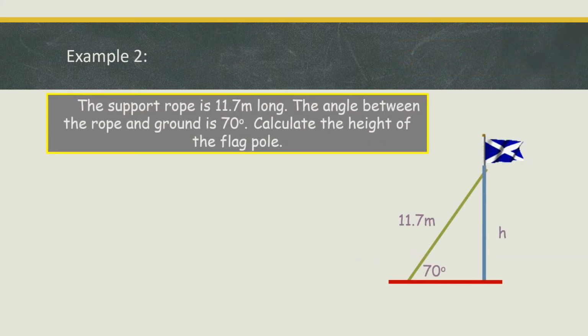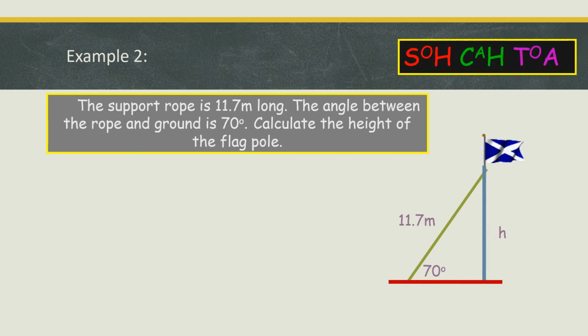So our second example is looking for the height of this flagpole. The support rope is 11.7 meters long, and the angle between the rope and the ground is 70 degrees. So we're looking at using the sine ratio at the moment. So we know that the opposite side is the height of the flagpole. So it's the side opposite our 70-degree angle.